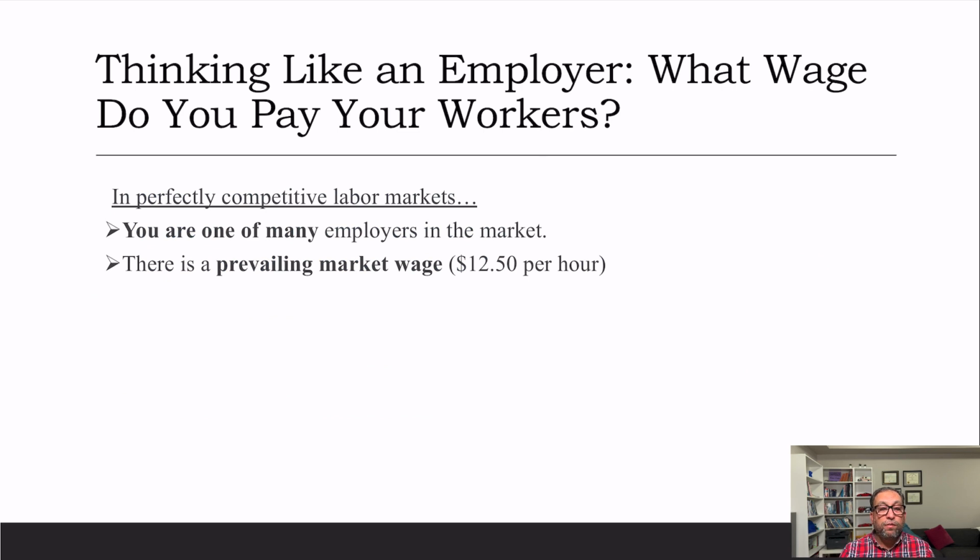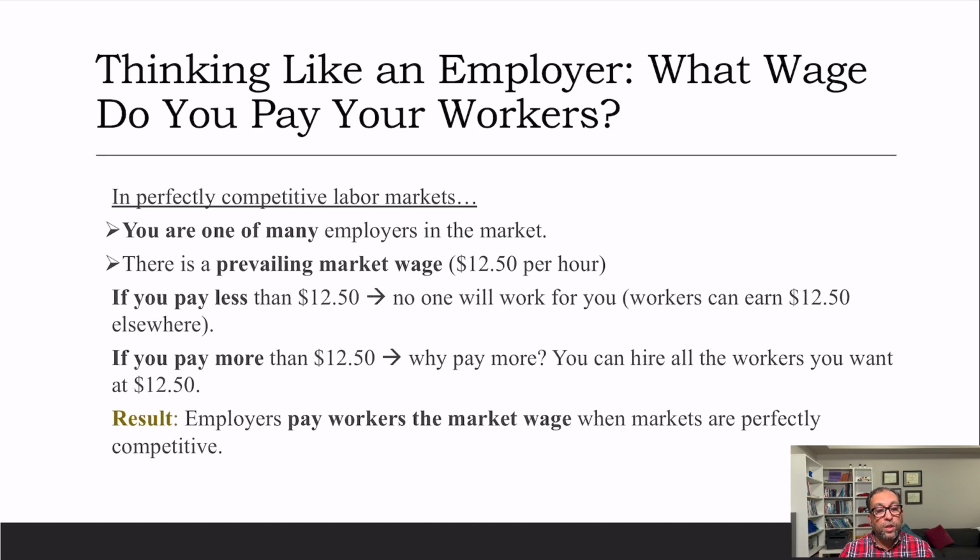In a perfectly competitive labor market, you are one of many employers in the market, and there is a prevailing market wage, which is 12.5 if it is a perfectly competitive market. But labor markets are not perfectly competitive because of government intervention such as minimum wage requirements. So that's what we want to say.